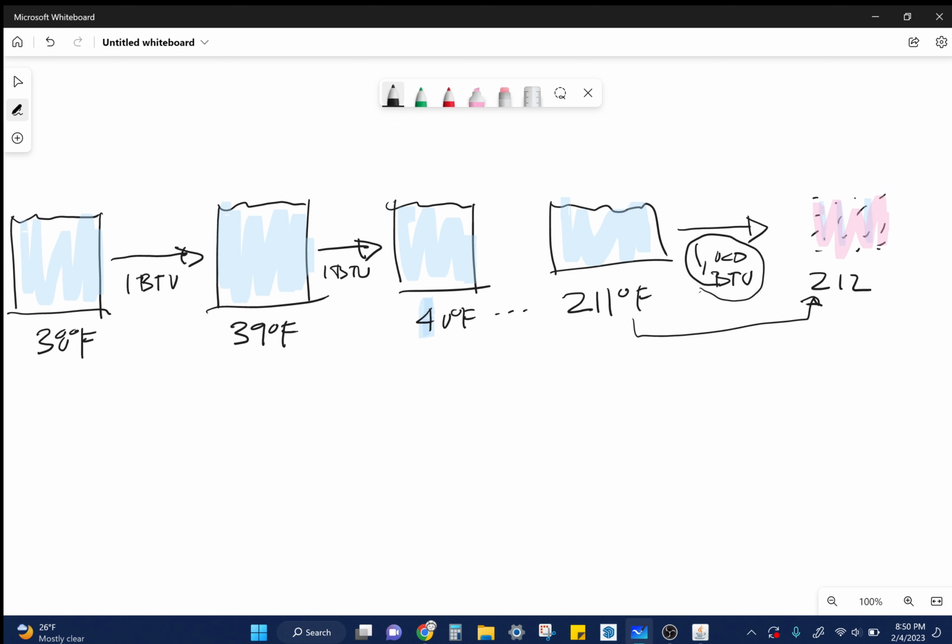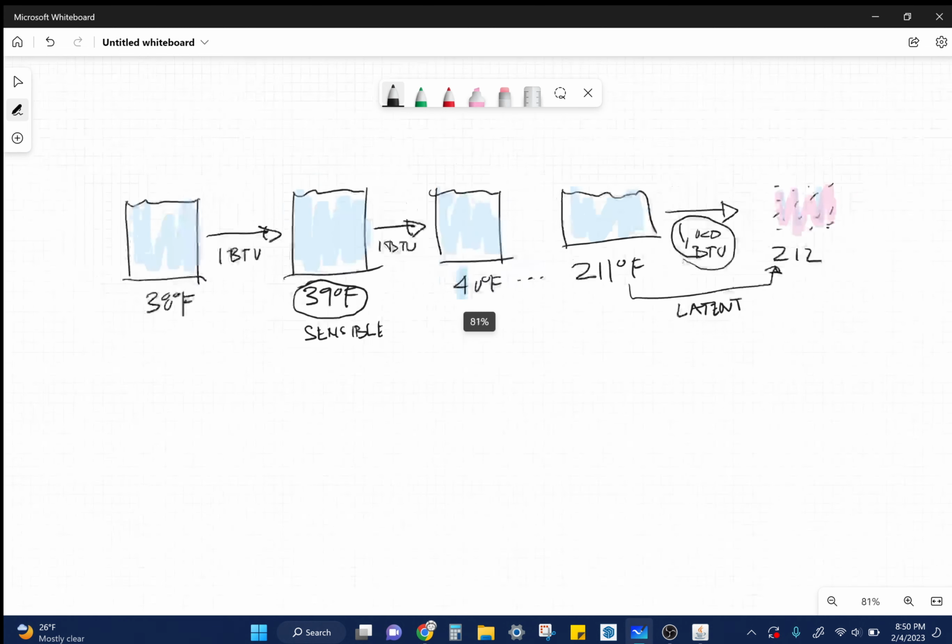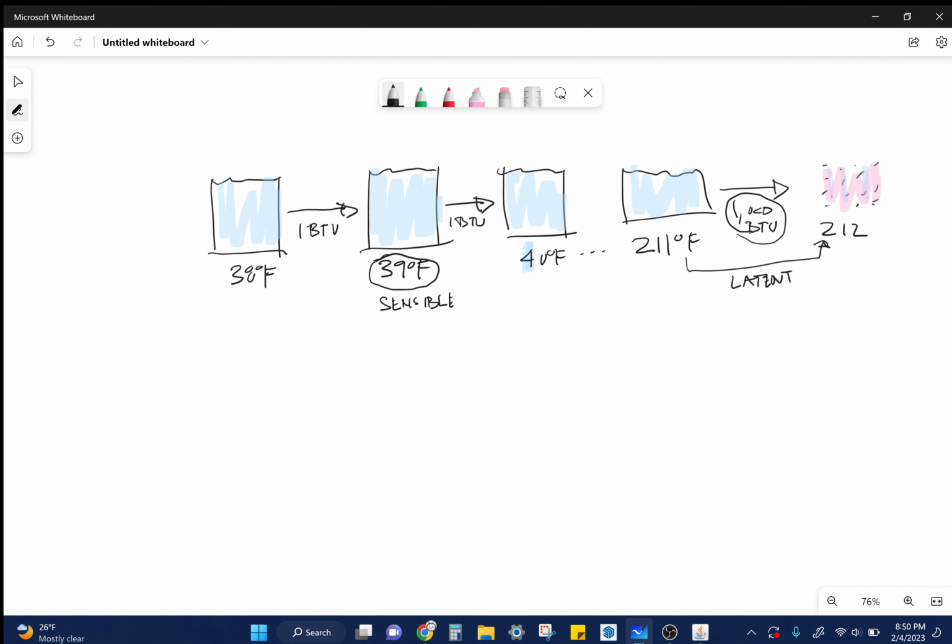By the way, the temperature on the thermometer is called sensible heat, or dry bulb temperature. This other one is called latent heat. It's the energy in the water vapor in the air, or the liquid water. It's that change of state energy.